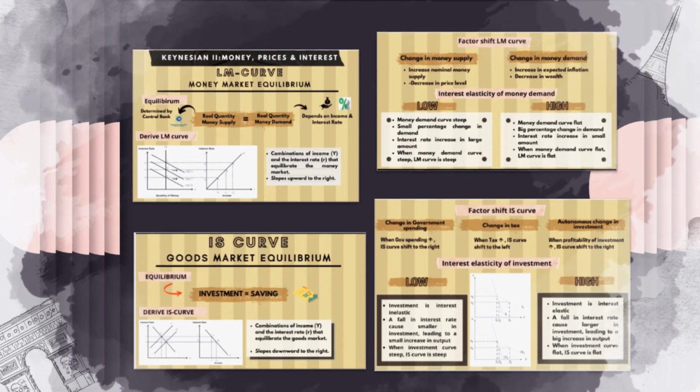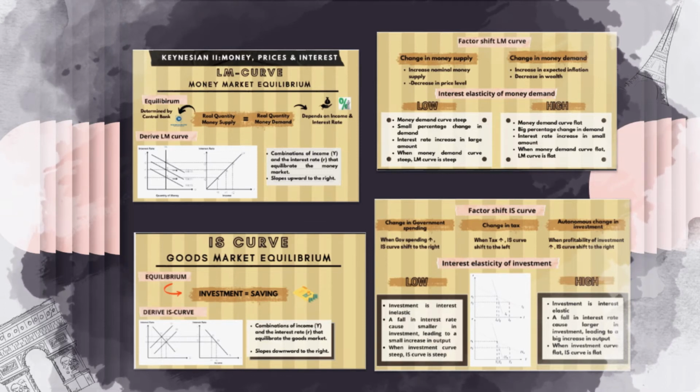There are two factors that will shift the LM curve, which are change in money supply and change in money demand. Examples for change in money supply are increase in nominal money supply and decrease in price level. Examples for change in money demand are increase in expected inflation and decrease in wealth. This, for example, will shift the LM curve downward to the right.